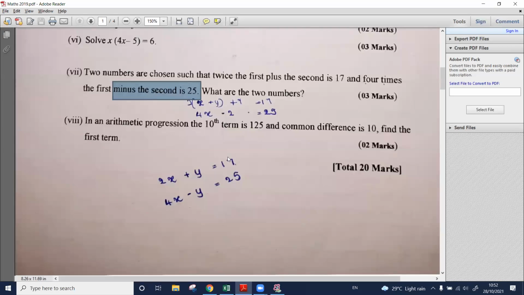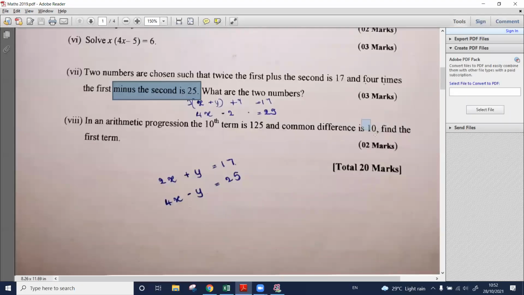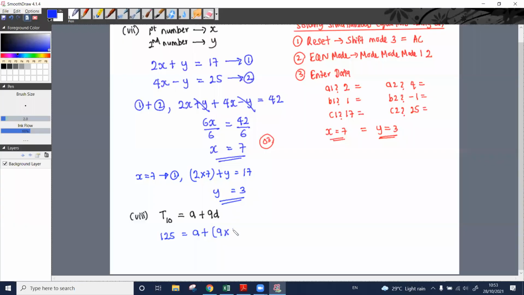The 10th term value is given as 125. This should be equal to A plus 9 into the common difference, which is also given. That is 10. Therefore, A should be equal to what? Take this 90 to the other side. So 125 minus 90 should be 35.